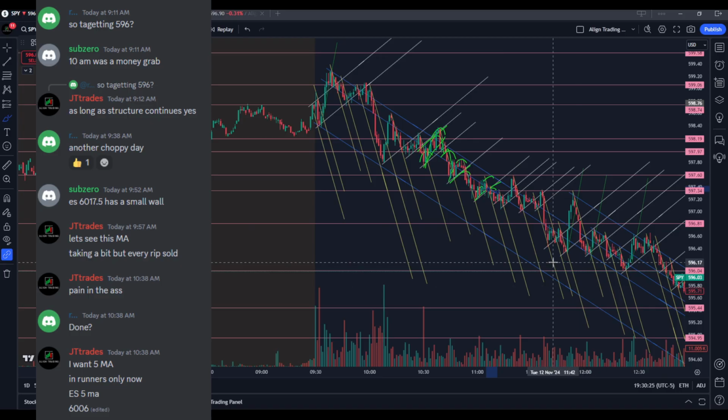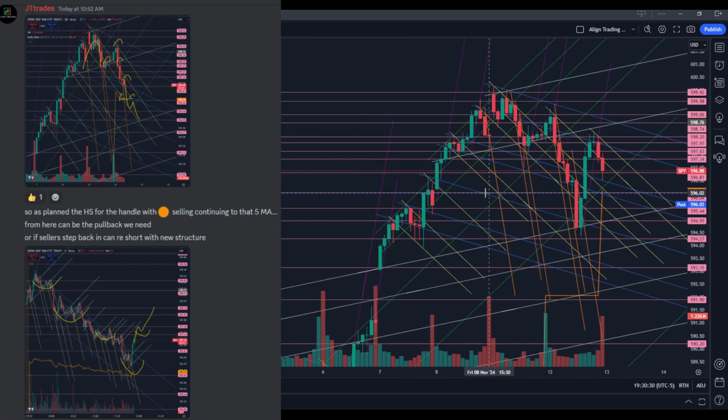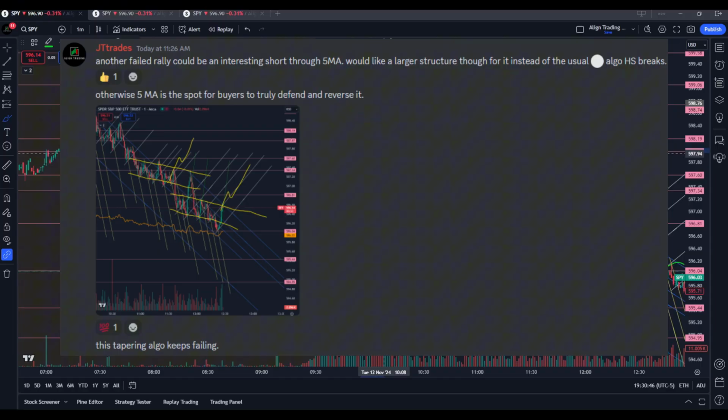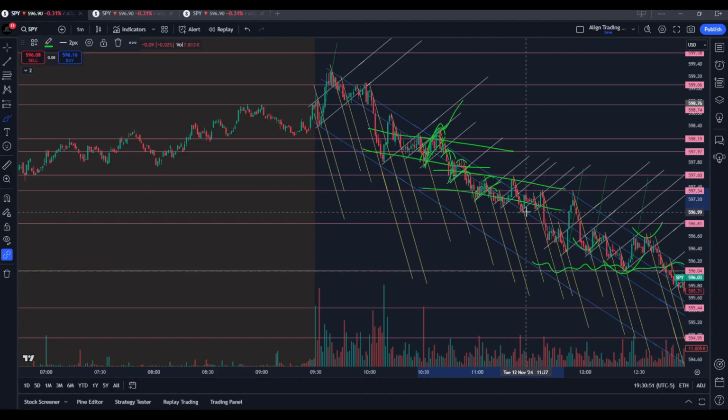Why 596? That is our 5-day moving average, which you can see as well as this inverse cup first level. We get that bounce initially that I talked about before we get more orange selling continuation. But same thing, if you're looking for this inverse head and shoulder, as I'm explaining right here, every time that we try breaking out of this tapering algo, it continues to fail right here.